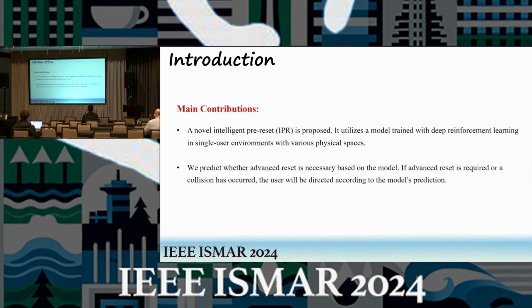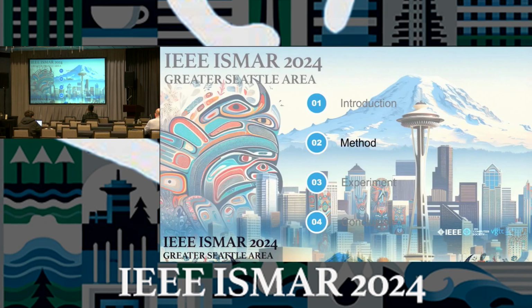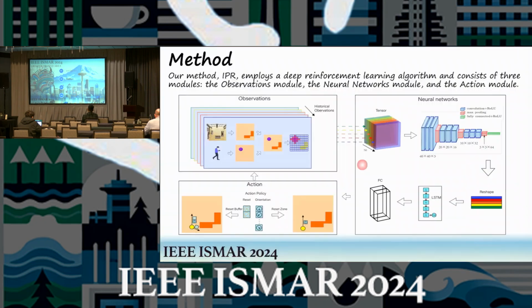To address these challenges, we propose IPR, a novel intelligent pre-reset engine. It utilizes a model trained with deep reinforcement learning in single-user environments with various physical spaces. We predict whether an advanced reset is necessary based on the model. If an advanced reset is required or a collision has occurred, the user will be redirected according to the model's prediction. Now let me move on to our method.